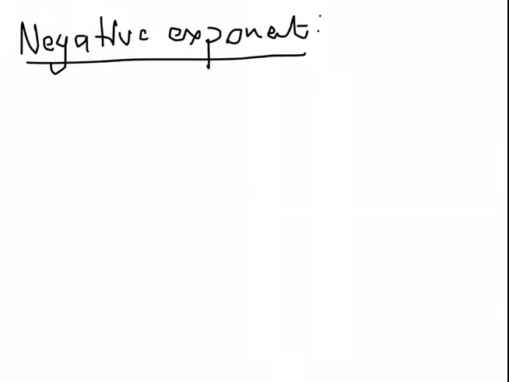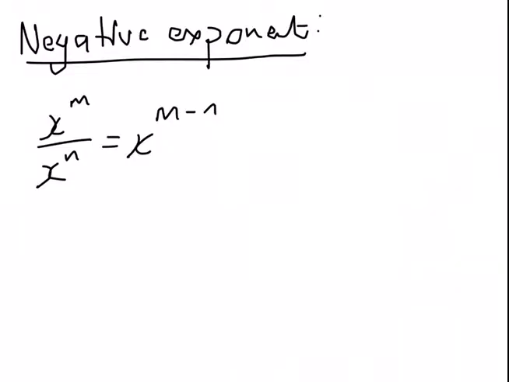So now if we apply the law, let's say we have x to the exponent of m over x to the exponent of n. What we know is that it can be worked out as x to the exponent of m minus n. That we know.